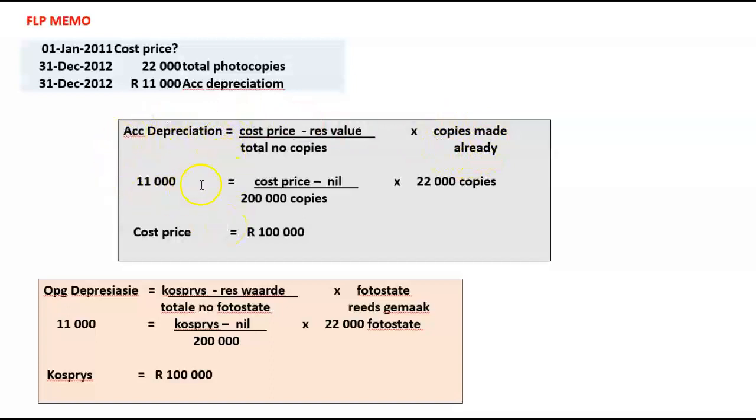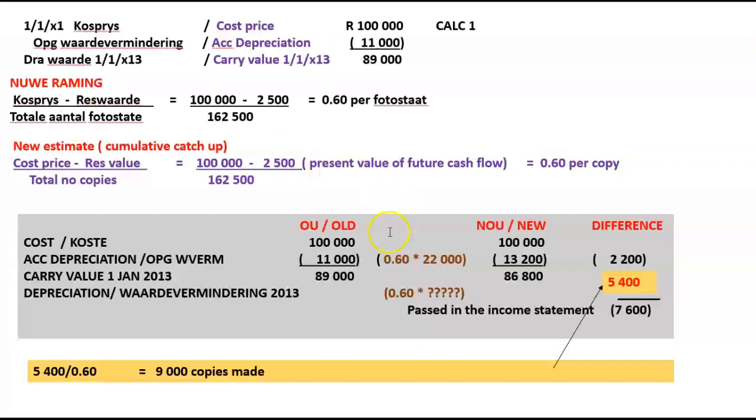So 11,000 up to the beginning of the year, cost price is X, residual value is 0, 200,000 copies total capacity multiplied by 22,000 copies already made up to the beginning of the year, and that gives us a cost price of 100,000 Rand. Cumulative catch-up says, well, we have to start and reinvent the wheel completely since the date of acquisition.